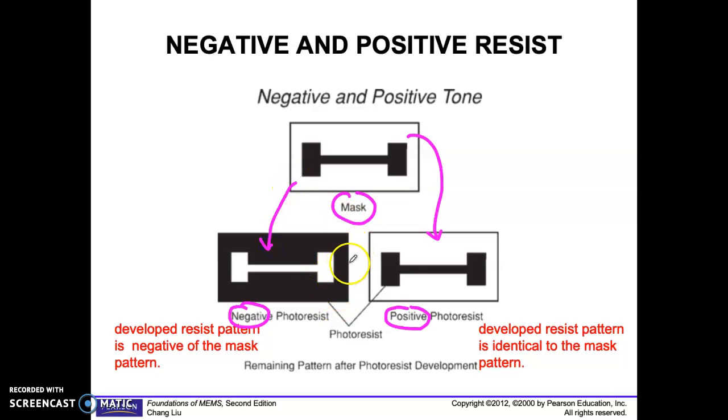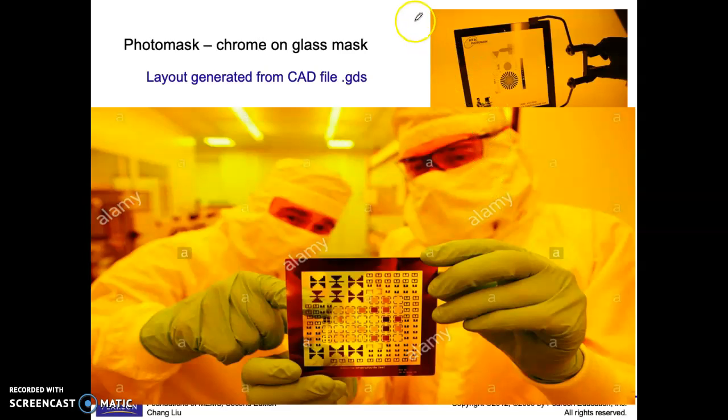It will be opposite. So for your positive, the developed resist pattern is identical. If we see the design here is like a cantilever from the top view, positive will have the same design. But if you choose negative photoresist, the developed resist pattern will be opposite, will be the negative of the mask pattern. So the choice of positive and negative resist is important for you to make your MEMS device.